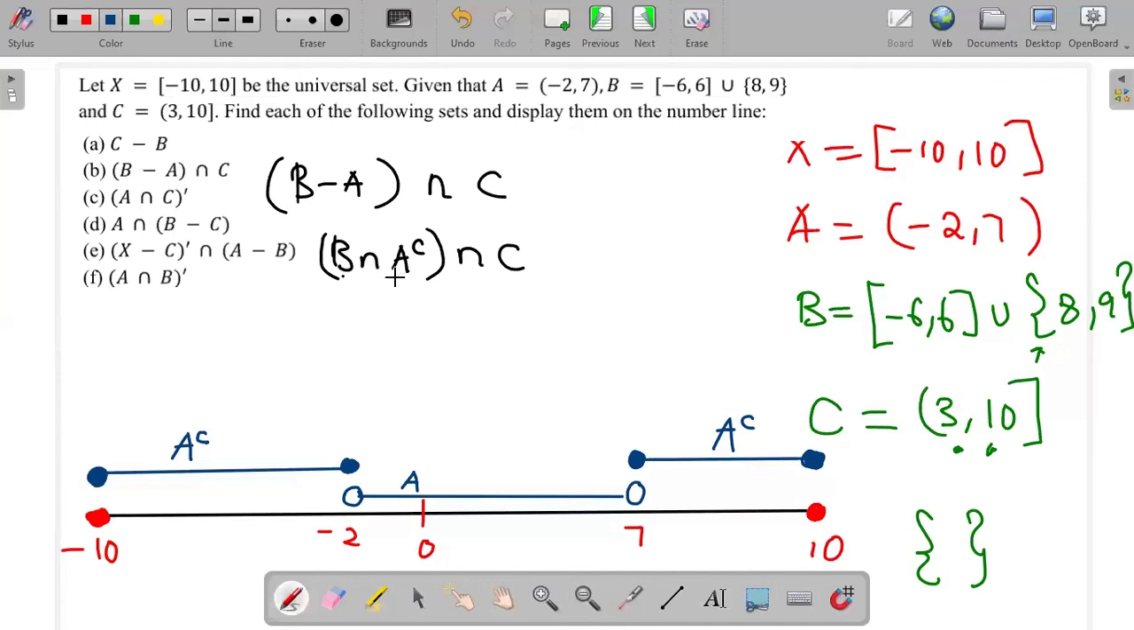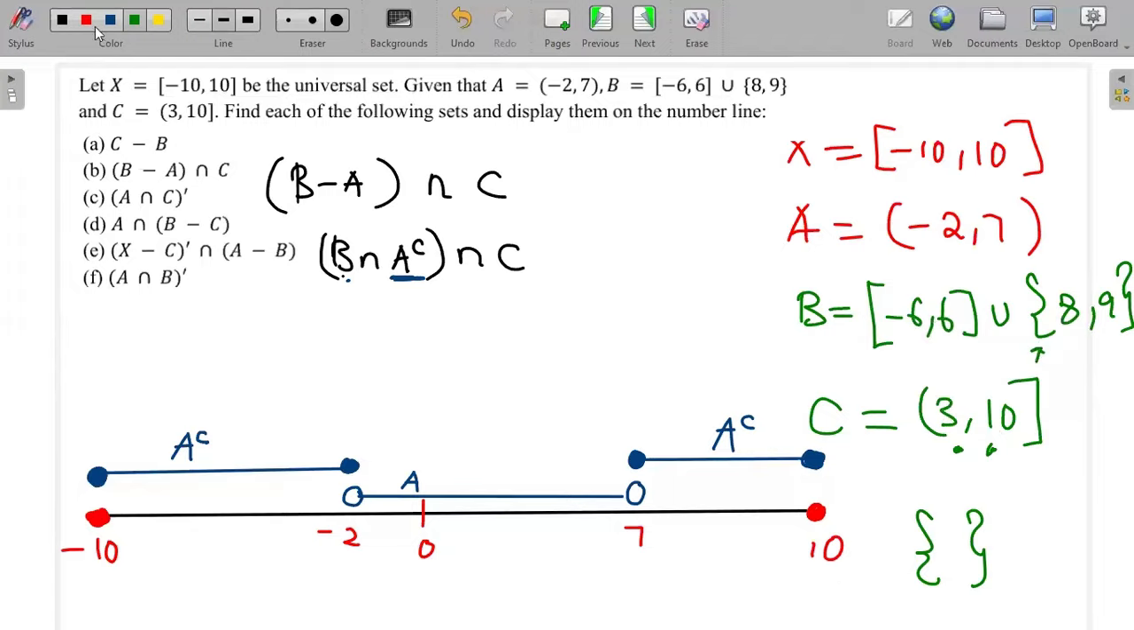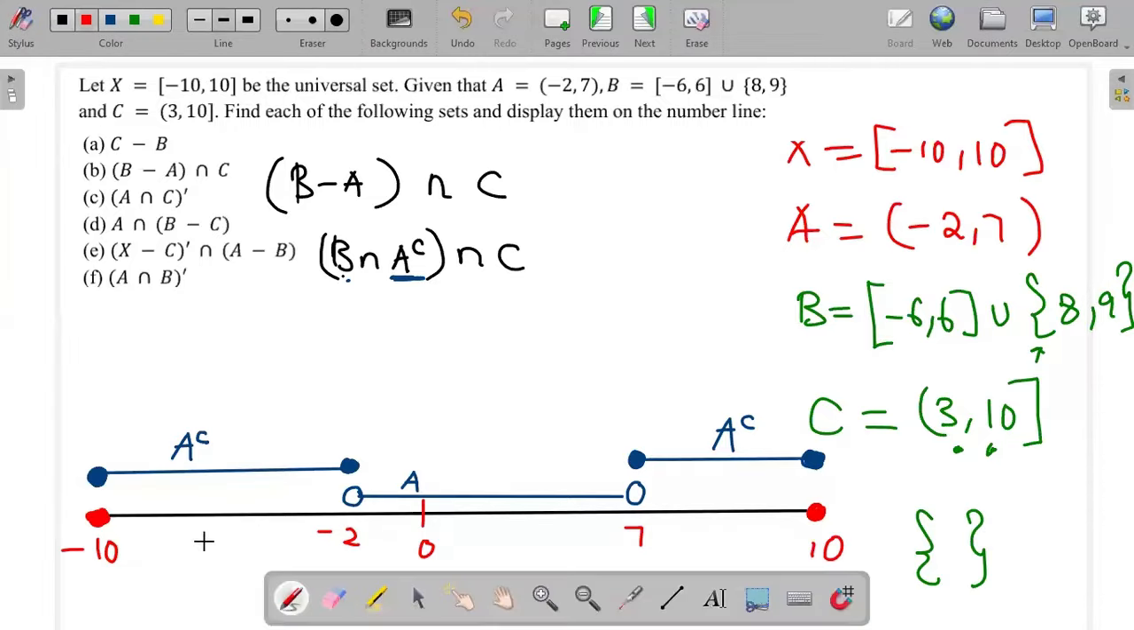So now we want a part where this A complement intersects the B and intersect the what? The C. Okay, let's plot the B. So the B, where's the B? The B was from -6 to 6 and then union 8 and 9. Okay, so I'm going to say from -6 should be somewhere. Let's put -6 there. And then 6 should be before the 7. So I'll put it there. Okay, and then there's 8 and 9 like that.